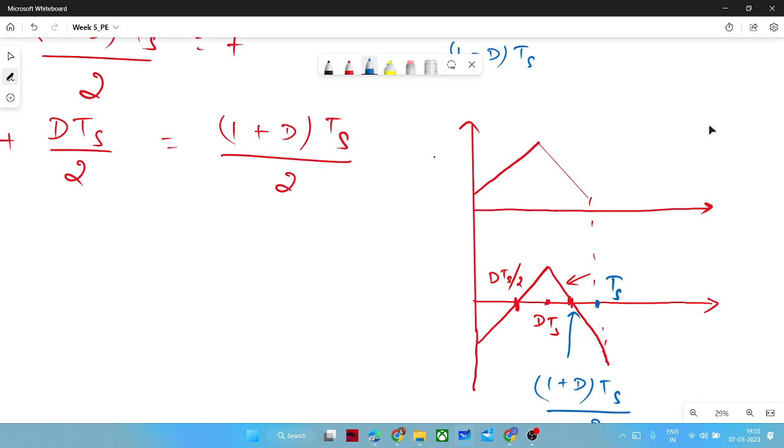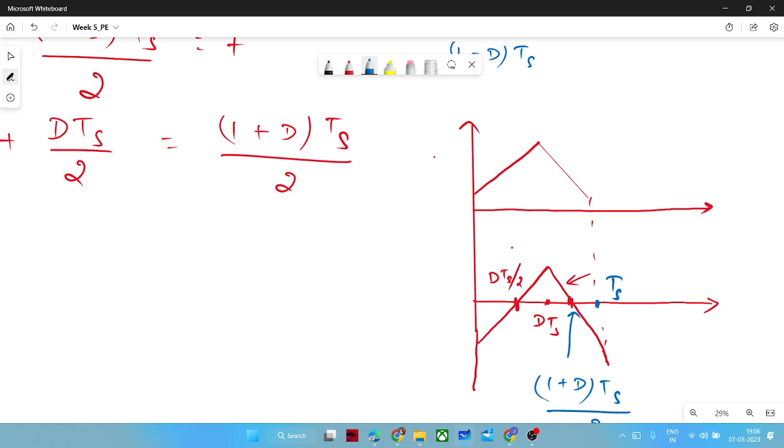Because if this reduces, this del IL will increase. If you reduce DTS, then your del IL by 2 will increase. Then we don't need to compute this timestamp. Just we can write half into del IL by 2 into DTS.